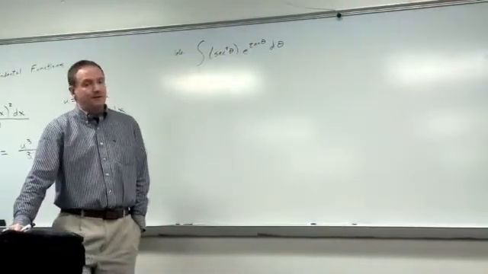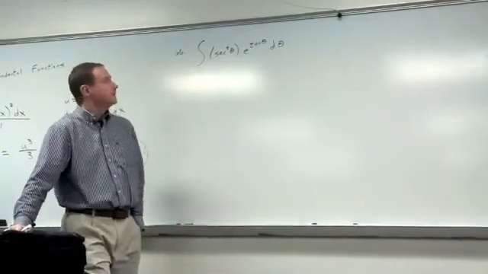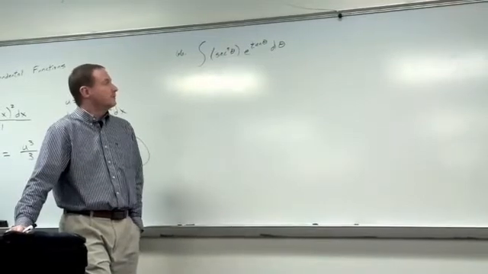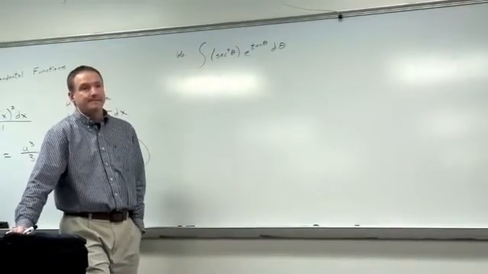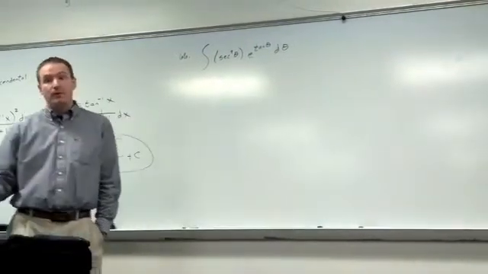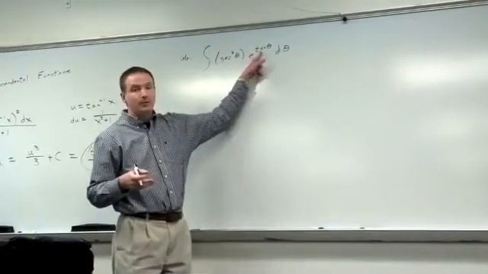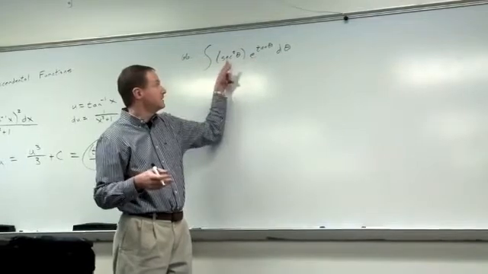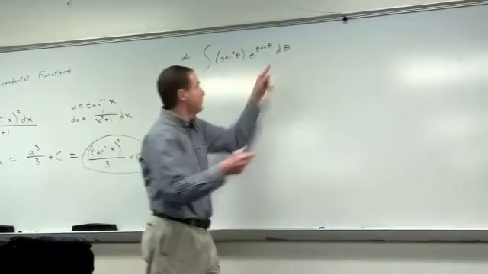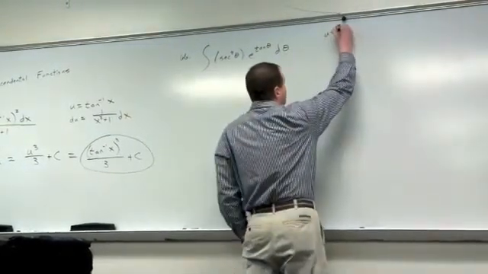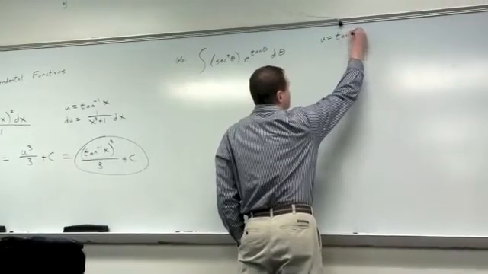In this one, it doesn't tell us what to let u equal, nor should it. Is the choice for u obvious in this case? You say, well, from Calc 1, I remember the derivative of tangent is secant squared. So if I let u equal tangent theta, du is secant squared theta d theta, beautiful. So that's what I'll do.